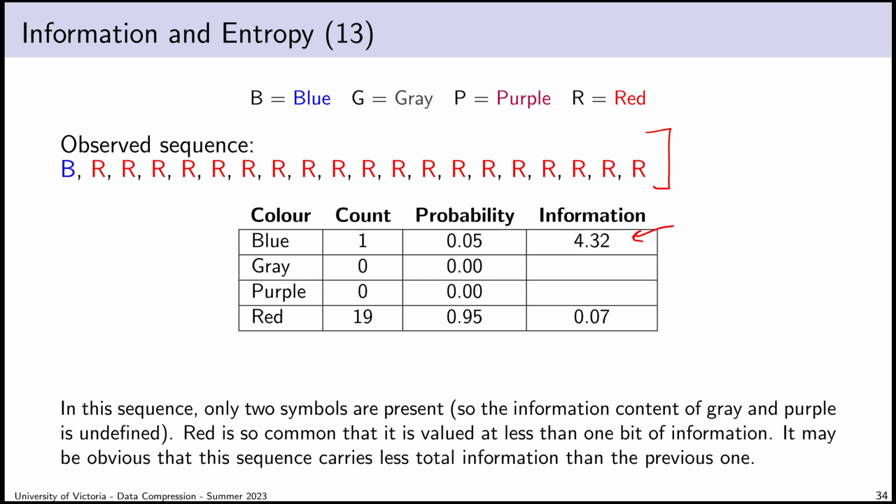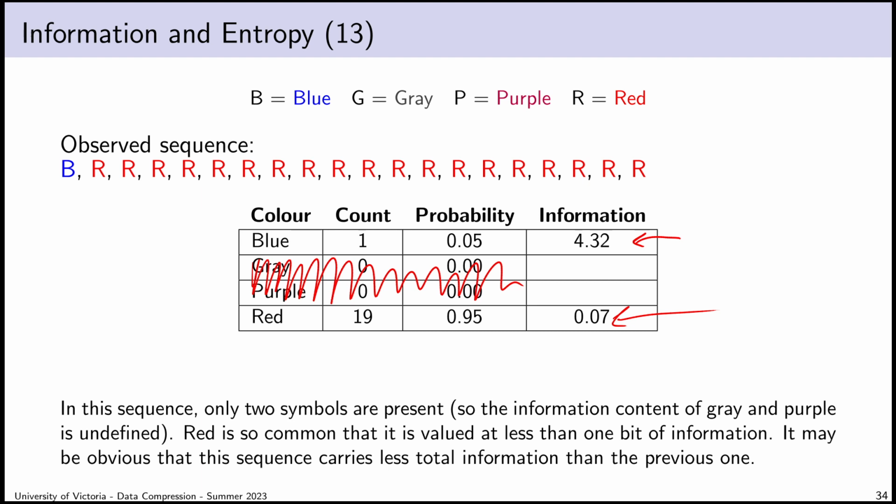Here's a different sequence. Suppose I stand by the side of the road one day and I see blue followed by 19 red. I never even see any other colors, so I actually only have blue and red in this distribution. The other things occur with probability 0 based on my observed probabilities. So in this case, blue is high value. It is extremely high value because it occurs only once, just like purple in the earlier example. Red is incredibly cheap. So cheap, in fact, that it's worth way less than 1 bit.